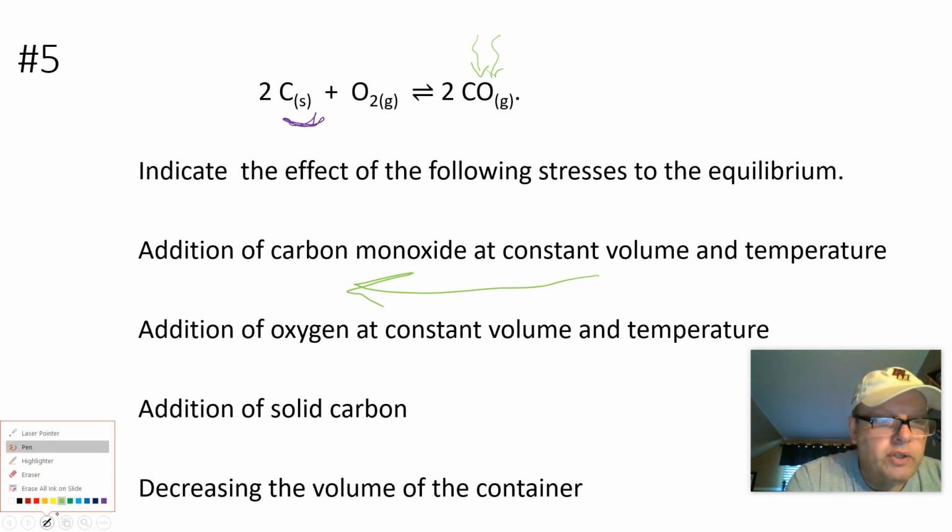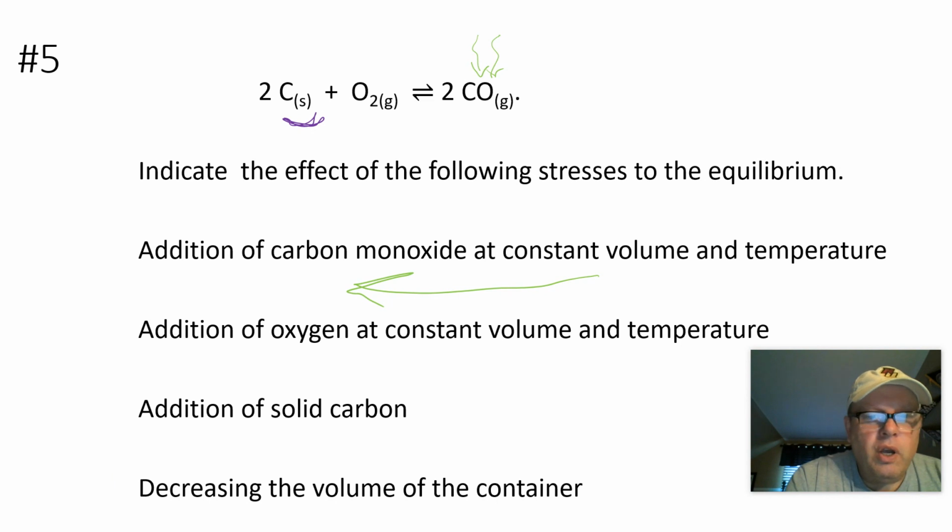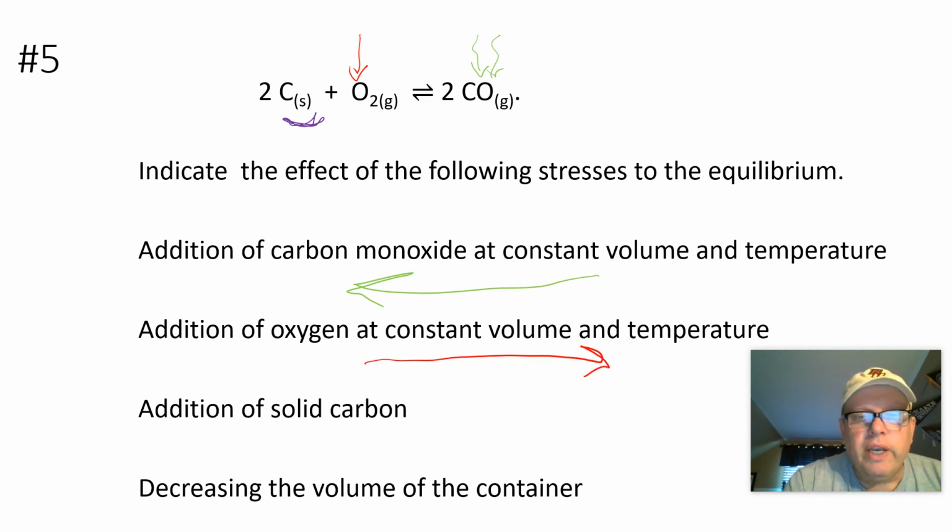In the next part, it says adding oxygen. So if we add oxygen, it again wants to get rid of the oxygen, so it's going to produce more product. So again, by adding things, it tries to restore equilibrium by getting rid of it.